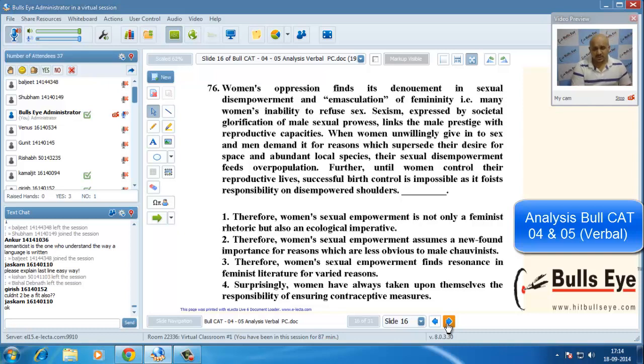Yes, sexually they are disempowered, but are males, all males, chauvinists? Is that kind of a sentiment implied in the passage? No, it is not. So that is a sentiment that we cannot directly correlate with the given paragraph. And that is why option number two is ruled out in this particular case.